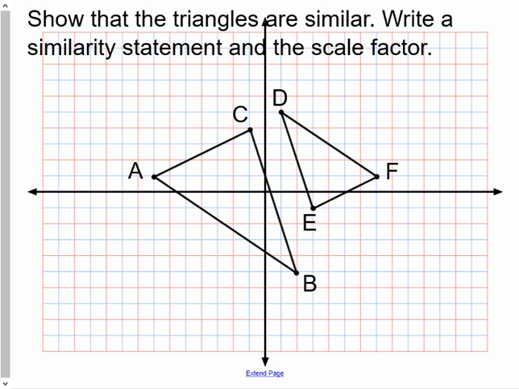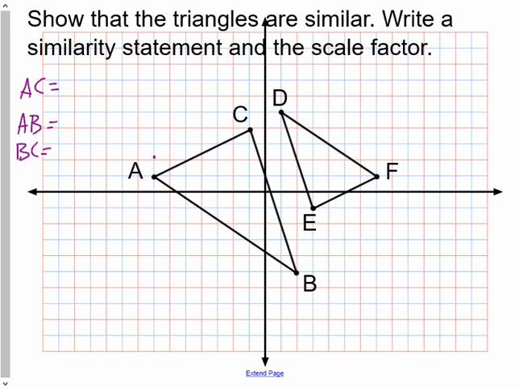Next, show triangles are similar, write a similarity statement and a scale factor. If you love distance formula, this is your problem. If you don't, you may want to skip this one. So I need to find the distance of AC, AB, BC, and then I need to check that the similarity is the same with DE, EF, and DF. And again, this is show they're similar, so they will be similar.